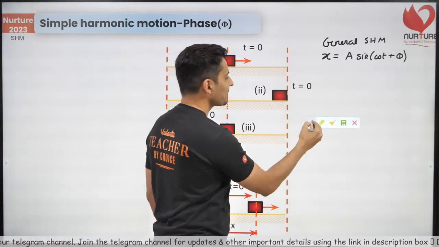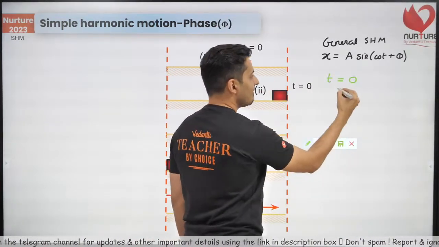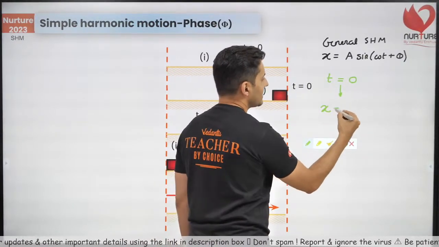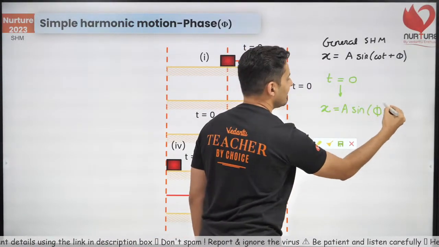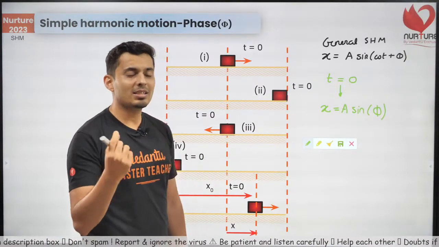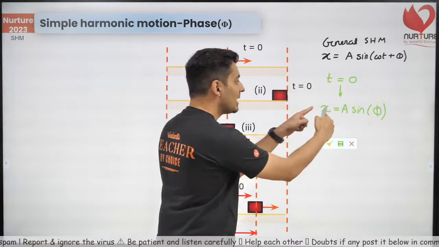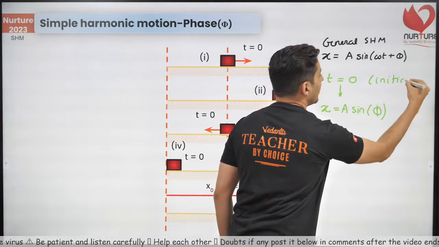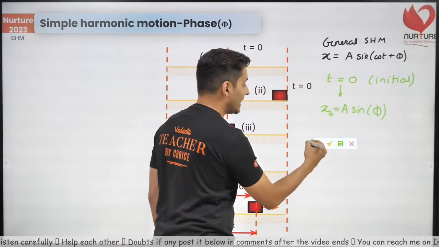Just imagine if I ask you, put the value of time as 0. When time is 0, what will this equation end up being? It will become x is equal to A sine, remember, time is 0, it will just become sine phi. Correct? x will become A sine phi. Now just substitute certain special values of phi, you will immediately understand what it means. Remember, when time is 0, that means initial. So when time is 0, that means you have just started. This x is special x, x0.